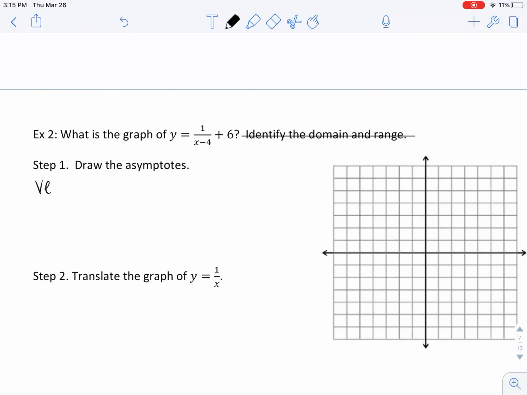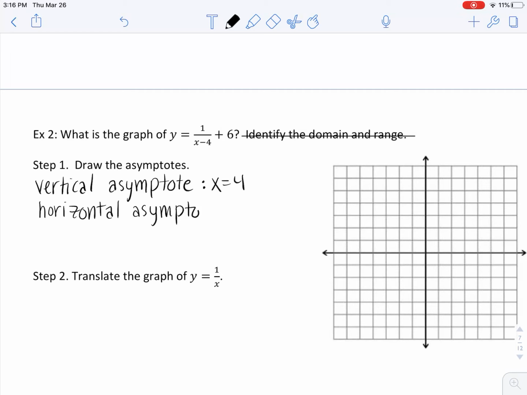So our vertical asymptote in this example is x equals positive 4, since we have that minus 4 on the denominator. And our horizontal asymptote is y equals the number off to the right, so positive 6. Okay, so you can go ahead and draw those asymptotes in. x equals 4 is the vertical line through when x is 4.